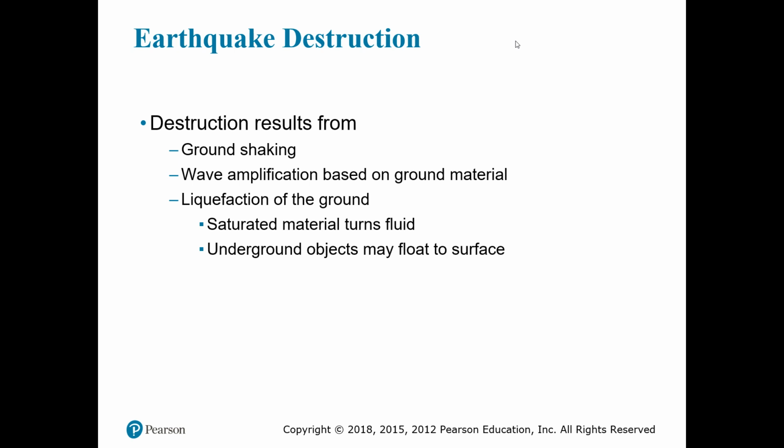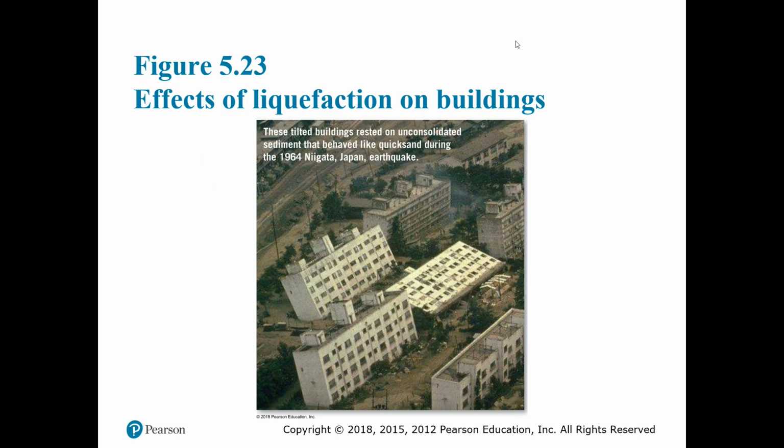But another concern is what's called liquefaction of the ground. If we have ground that's a wet, saturated material, the shaking can actually make solid ground turn into a fluid-like substance, or at least it's acting like a fluid. In that situation, underground objects might actually float up to the surface. Things that are buried underground, or people that are buried underground, could float to the surface. And the surface can act kind of like quicksand, where whole buildings can sink into the ground as well. We see this here with an earthquake that occurred in 1964 in Japan, and you can see the buildings are toppled over or somewhat sunken into the ground.